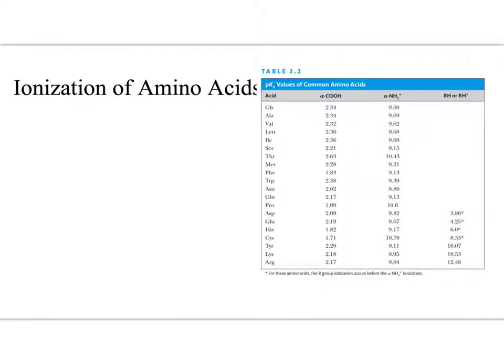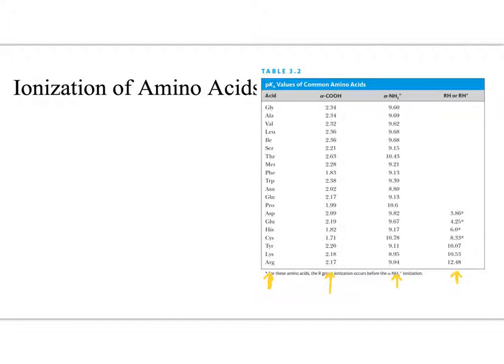So here's a nice table that lets us look at the pKa values of some more common amino acids. Here's the amino acid listed here. This is the pKa value for that carboxylic acid, for the deprotonation of that. And here is that amino group. And then those that have ionizable side chains are present here.